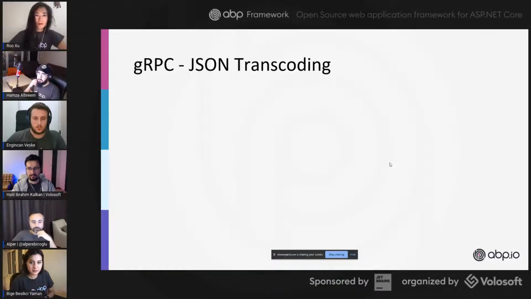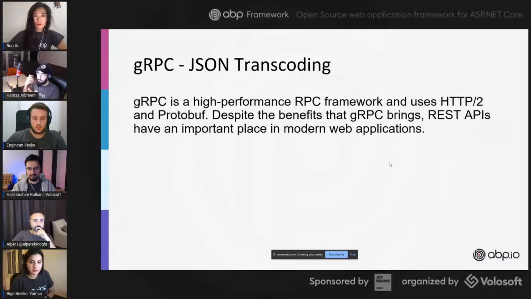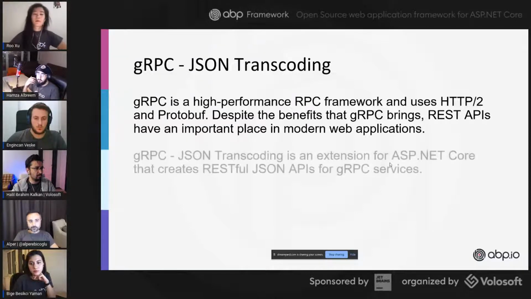The next feature is gRPC transcoding. We have a lot of articles already on gRPC, and we're already familiar with what RPCs are. The JSON transcoding is an extension for ASP.NET Core that creates RESTful JSON APIs for gRPC services. gRPC is a high-performance RPC framework that uses HTTP2 and protobuf. Since it relies on HTTP2, you cannot call a gRPC service from a web browser directly. And this is where the JSON transcoding comes in.